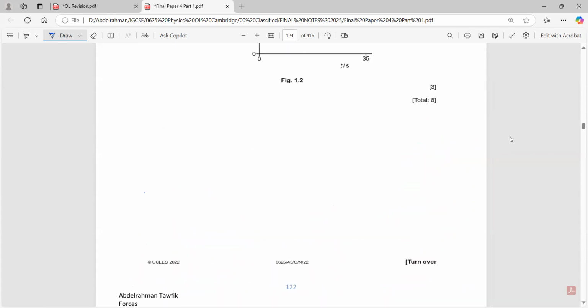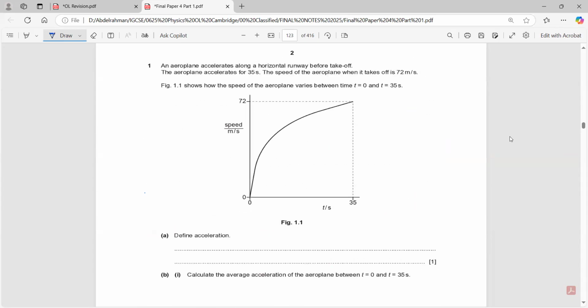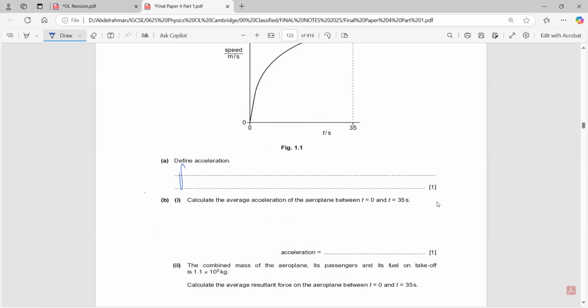You're welcome. Moving on to the previous question. An airplane accelerates along a horizontal runway before taking off. The airplane accelerates for 35 seconds. The speed of the airplane when it takes off is 72 meters per second. Define acceleration. That's an easy definition. Acceleration is the rate of change of velocity. Calculate the average acceleration of the airplane between 0 and 35 seconds.